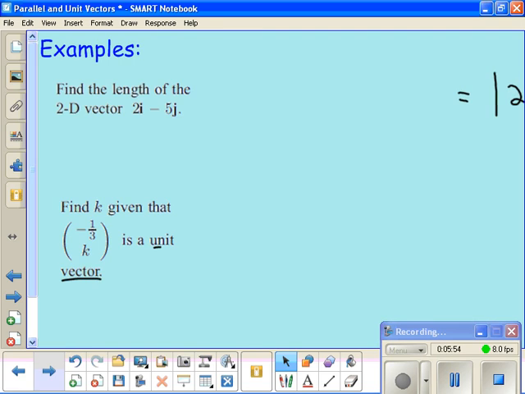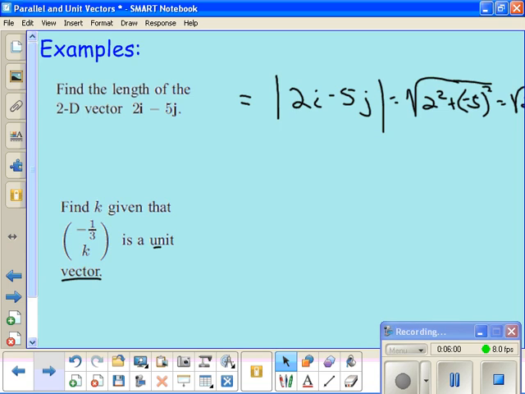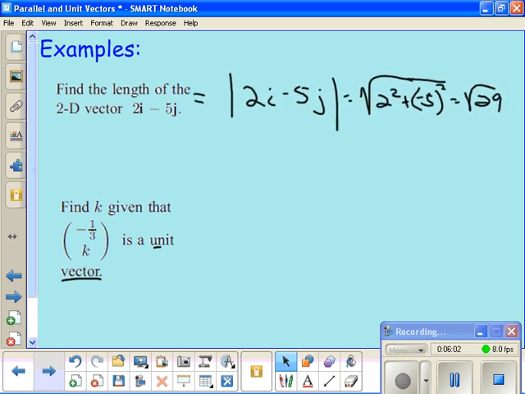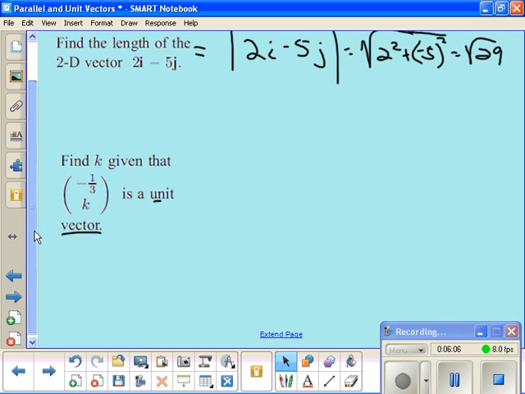So I take each part. I'm going to take the magnitude of 2i plus negative 5j: 2 squared plus negative 5 squared. Square them, add them, square root them, and I get the square root of 29. That's all there is to that.